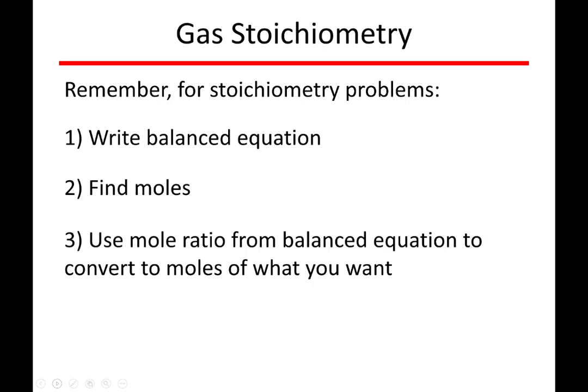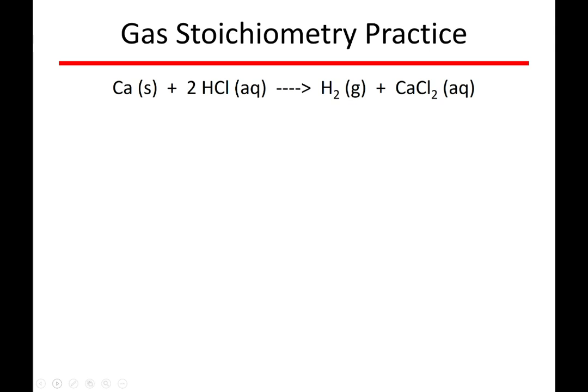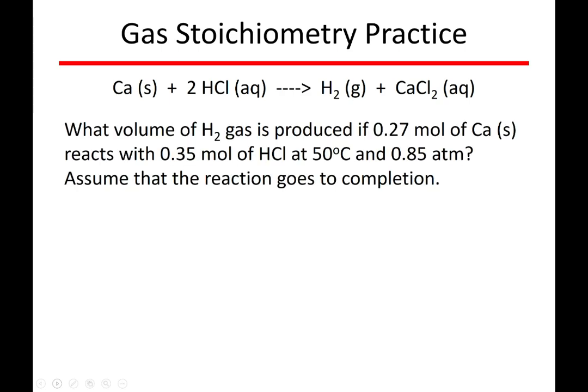So this is one last chance to really get some practice with stoichiometry, to really nail down this concept and this method. In this problem, our reaction is Ca plus 2HCl produces H2 gas plus CaCl2 aqueous. You're asked to determine what volume of hydrogen gas is produced if 0.27 moles of calcium reacts with 0.35 moles of hydrochloric acid at 50 degrees C and 0.85 atmospheres. And you're told you can assume the reaction goes to completion.